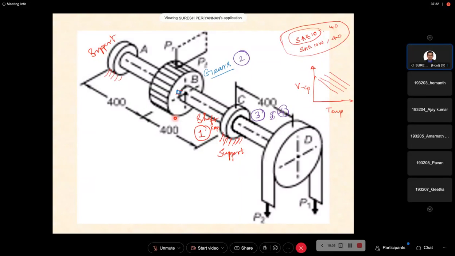Now we come to the next chapter: power transmission using the belt drive. Earlier we discussed gears, the pinion and the gear, how they were connected and how power is transmitted, in the earlier class in chapter 2. Before the mid exam, we never discussed power transmission using belt drive, or the design of the belt. Now, the design of the belt.